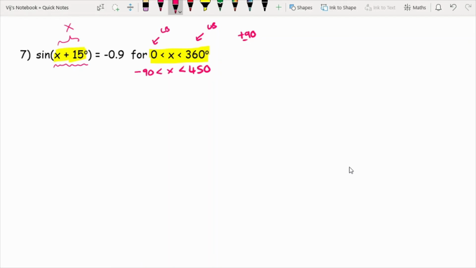So working with this, the first thing we need to do is make x plus 15 degrees the subject. So I've got x plus 15 degrees, making the bracket there, and that's equal to the inverse sine of minus 0.9. And if I type that into my calculator, I get x plus 15 degrees is going to be equal to minus 64.2 degrees to 1 decimal place.